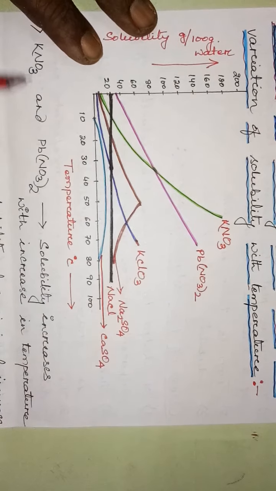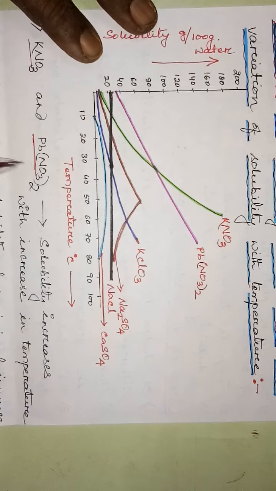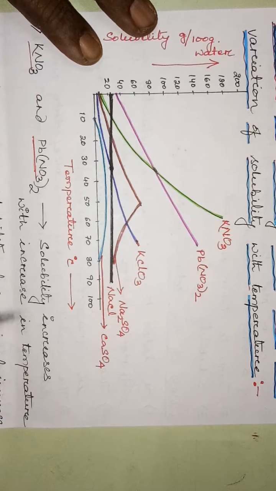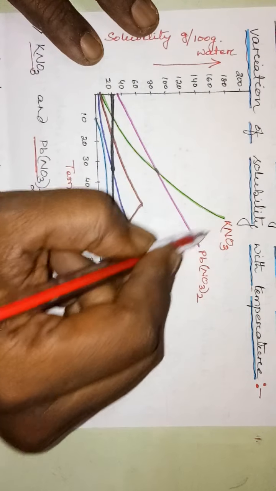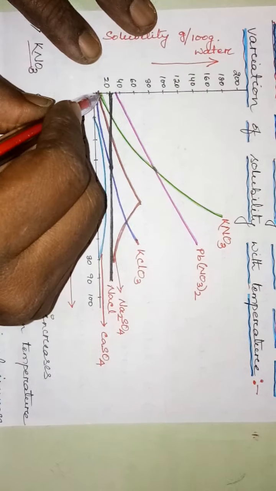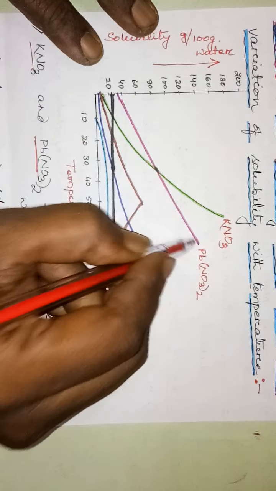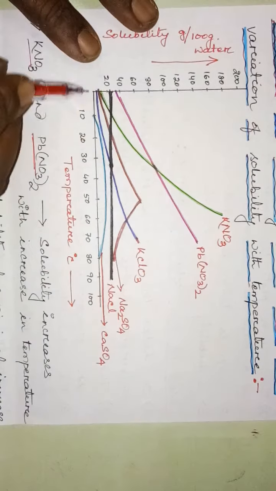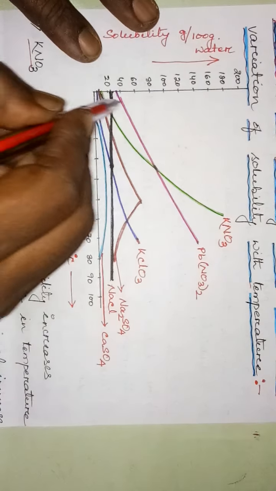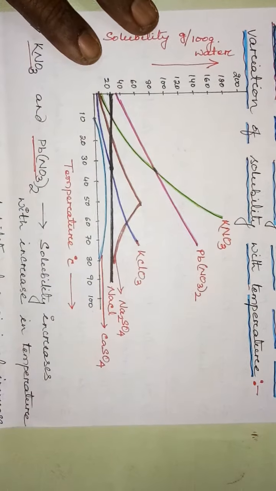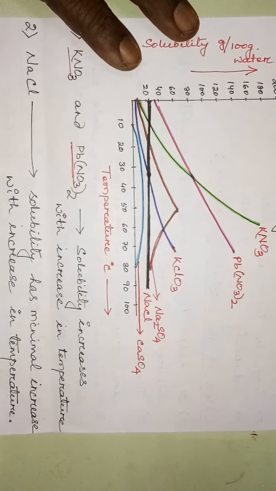See, potassium nitrate and lead nitrate: solubility increases with increase in temperature. You have seen the solubility increases like this. When the temperature is increasing, the solubility also increases. Understood? Then we will discuss sodium chloride.